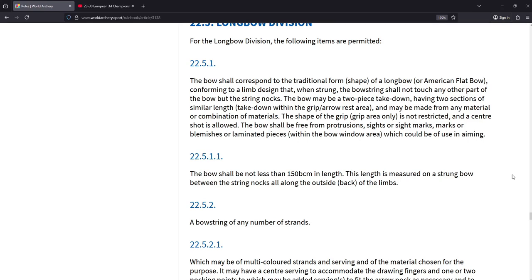So same with the traditional rules. You can't have anything on a bow which could be used as an aiming or ranging tool. So any stripes, paint jobs, marks which are clearly used for aiming within the bow window are not allowed.